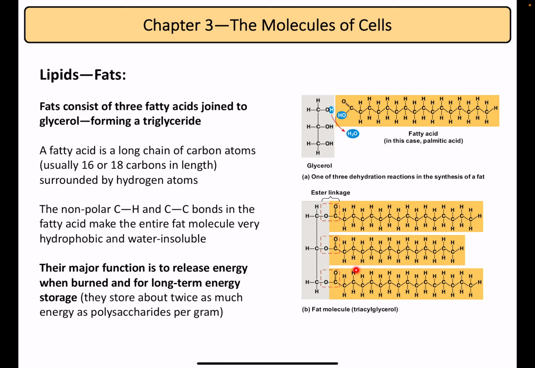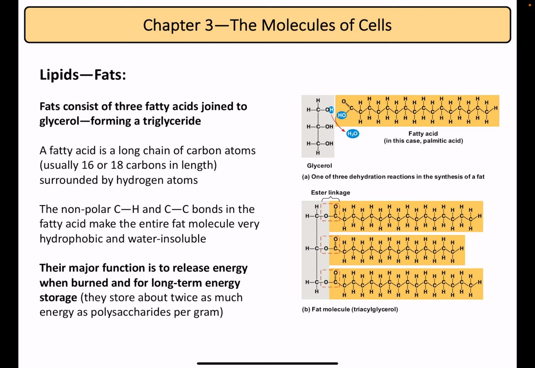So the orange parts of the molecule are called the fatty acid chains. All 3 are attached to this gray, which we call a backbone of the molecule, which is referred to as glycerol. So those are the 2 parts of a fat. There's the glycerol backbone in gray, and then the 3 long fatty acid chains.